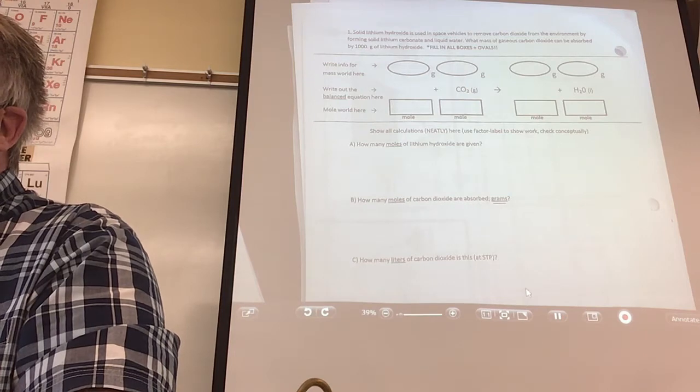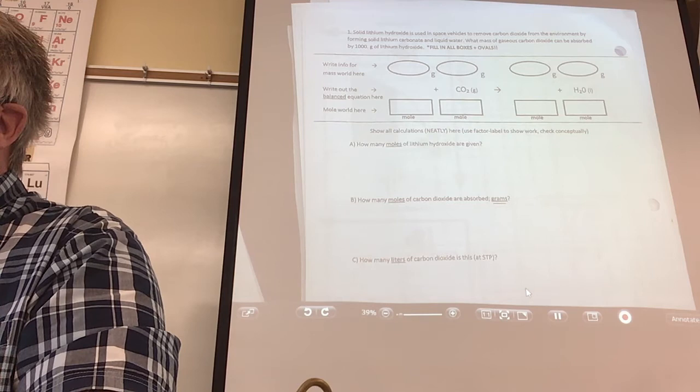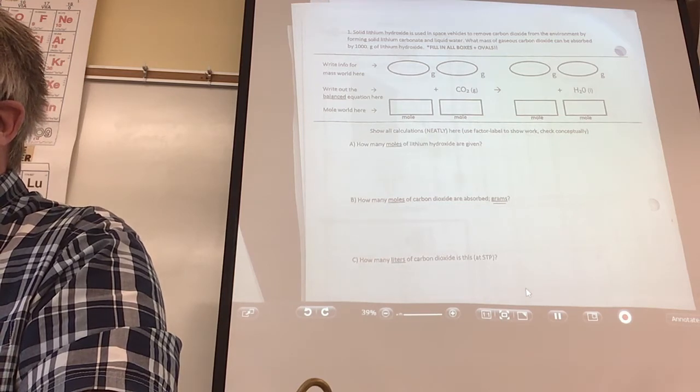What do we got? Well, where's your sheet? Get your sheet. You need to find it. If not, I can make another one.